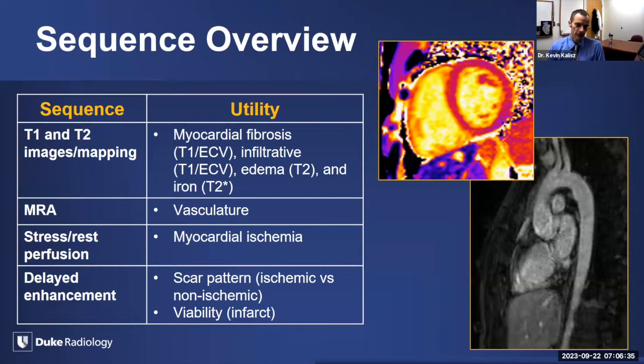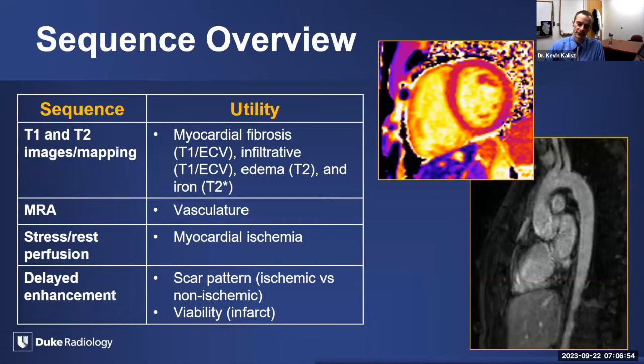MRA is a potential component of a cardiac MR exam. I have that here just for completeness' sake, but I don't think I'll be showing any MRA images in our talk today. Stress and rest perfusion is obviously very important. Basically, it's the MR way to do a stress test, and it's very important for myocardial ischemia, among other applications.